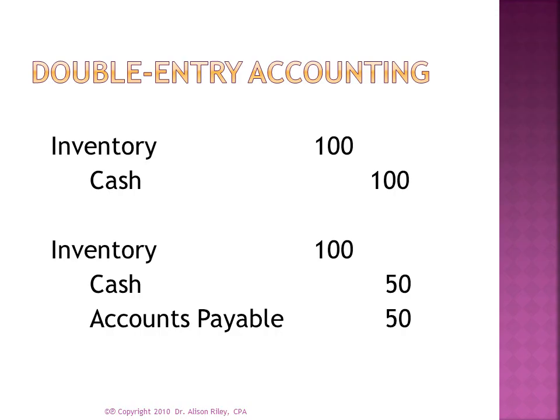In this case, the debit to inventory tells us that the cash outlay was made to purchase inventory. In the second case, we have the same debit to inventory showing its purchase, but this time we have credits to cash and accounts payable. This tells us that part of our purchase was made with cash and part on credit.